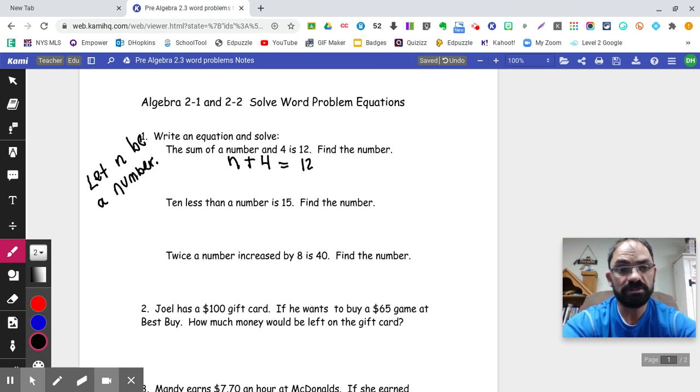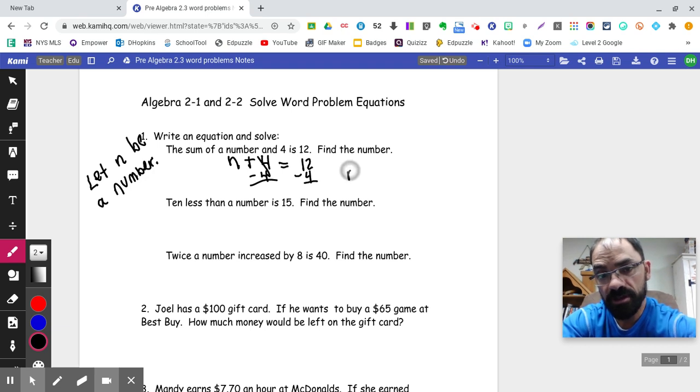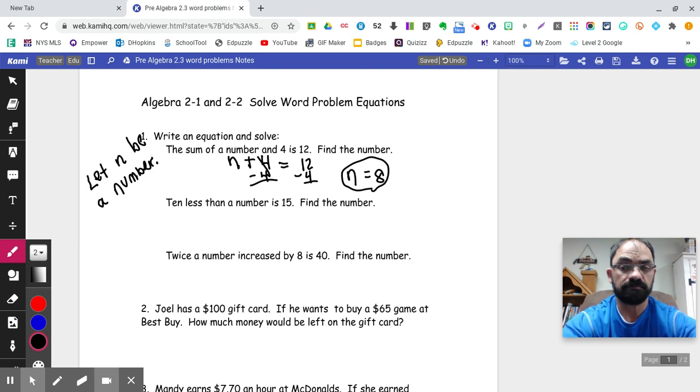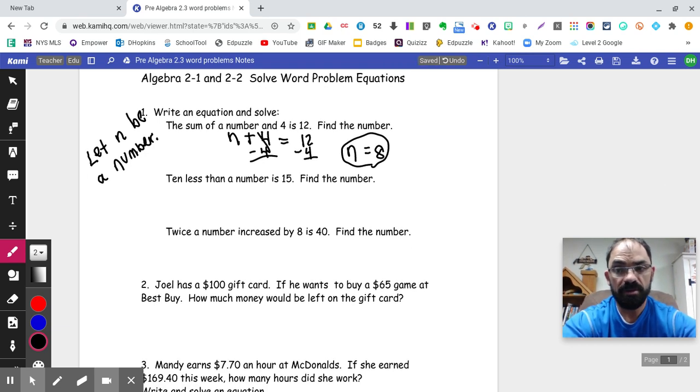And now all we have to do is solve it. To get n by itself, do the opposite. Let's subtract 4 from both sides. And we know that n equals 8. Not bad.